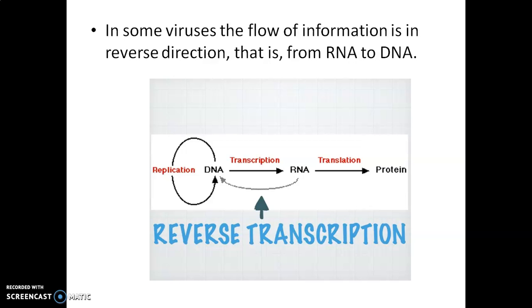But children, in some viruses, the flow of information is in the reverse direction. That is from RNA to DNA. And this is reverse transcription, RNA to DNA. And this process is happening with the help of the enzyme reverse transcriptase.